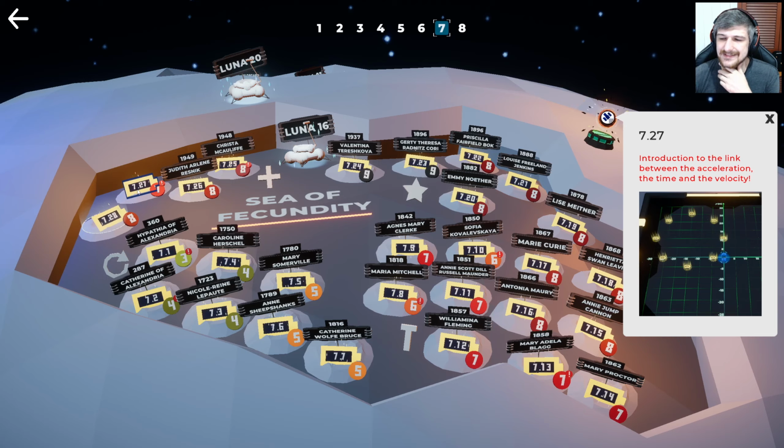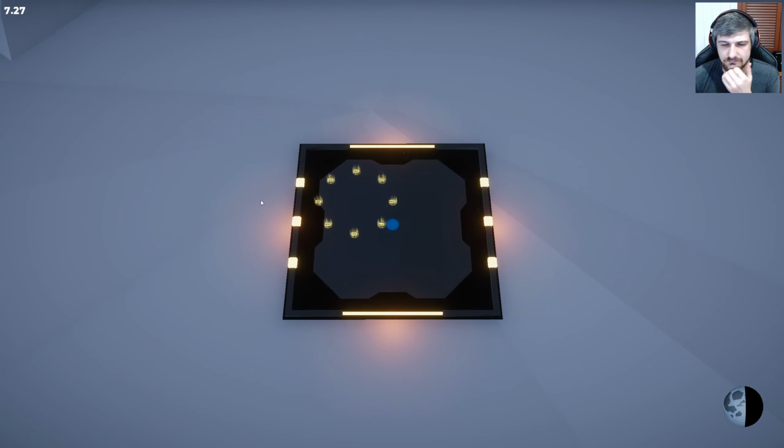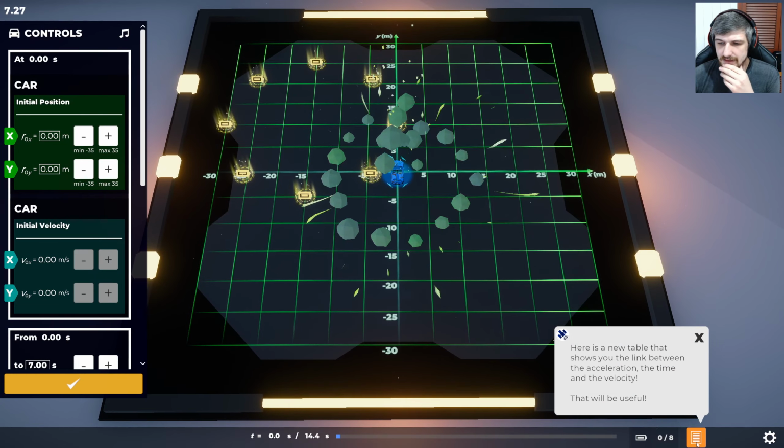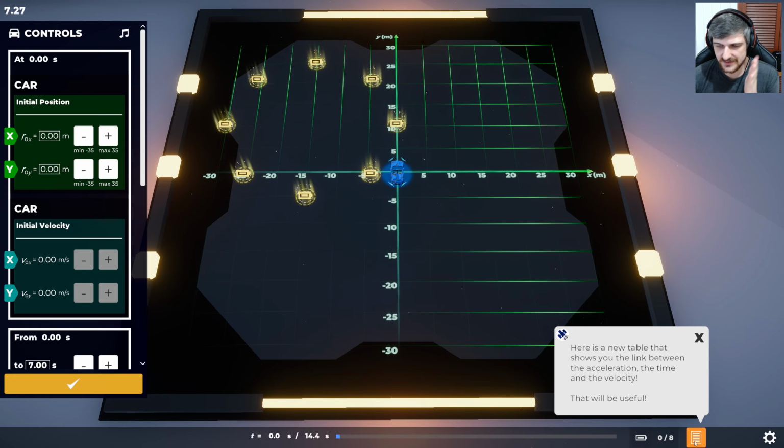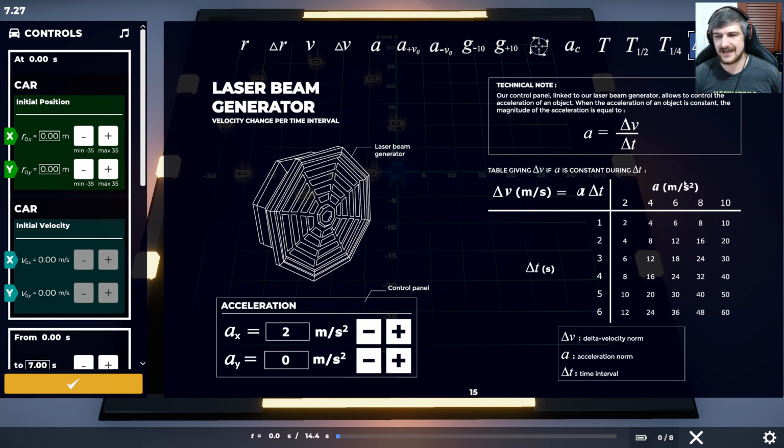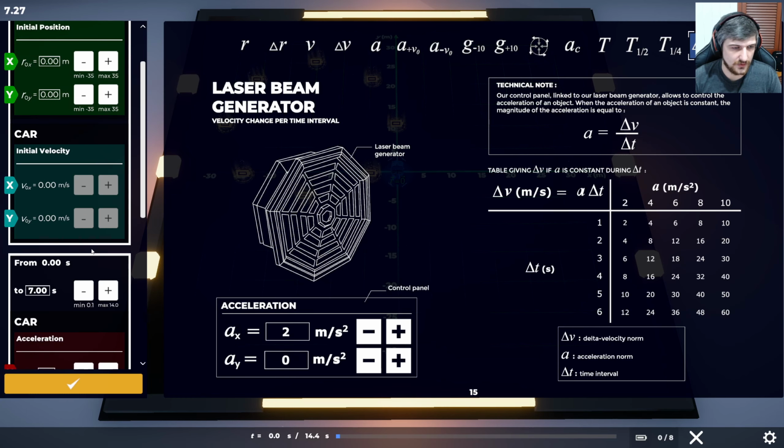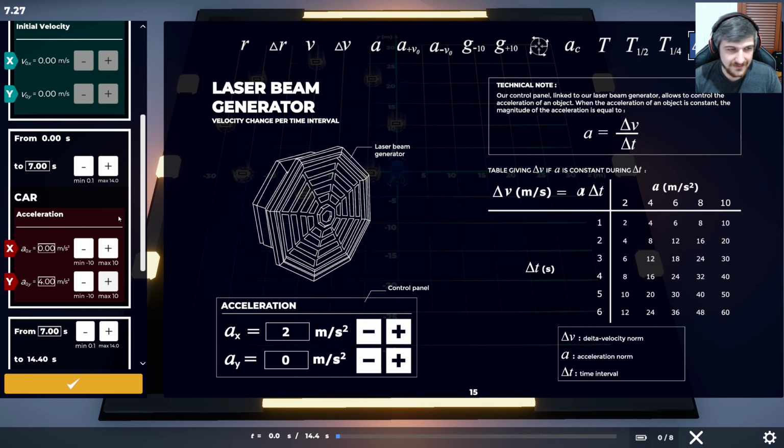Introduction to the link between the acceleration, the time, and the velocity. Here's a new table that shows you a link between the acceleration, the time, and the velocity. That'll be useful. So time, acceleration, and velocity is the output. Let's say we need to be going 10. In 2.5 seconds at 4, we should be going 10.